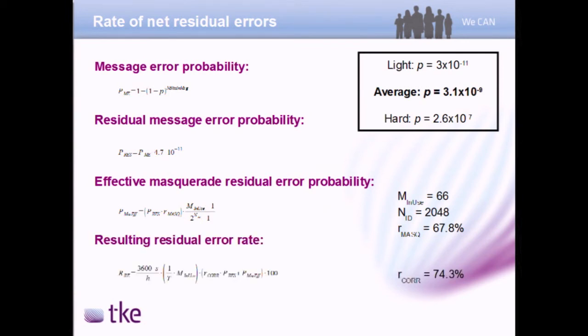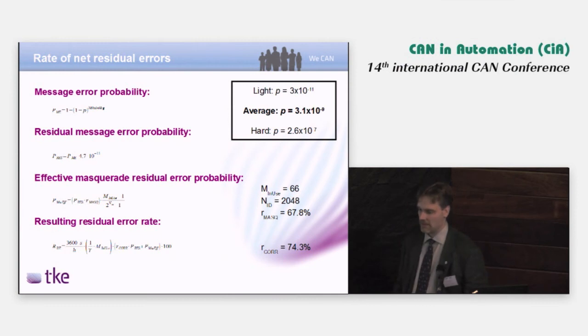And then the final residual error rate for CANopen. Here we transform from probability to rate to get probability of dangerous failures values. And these portions are computed based on the equations from the previous slide.